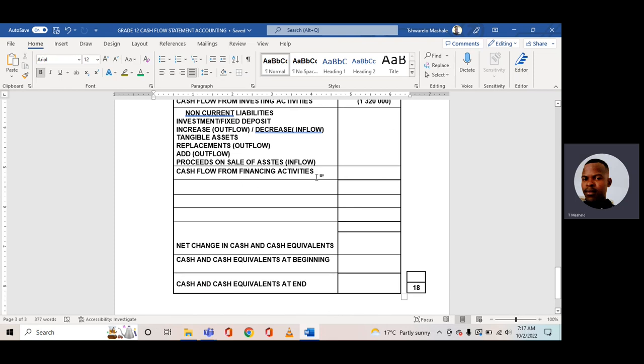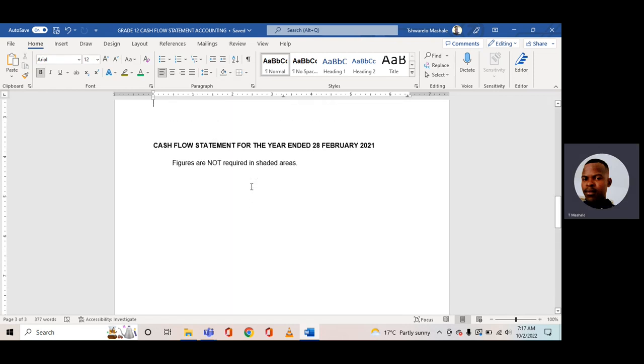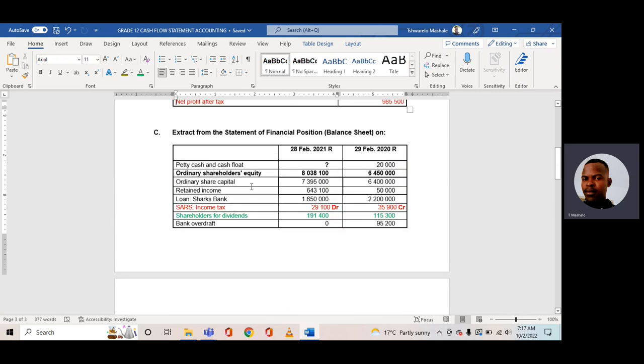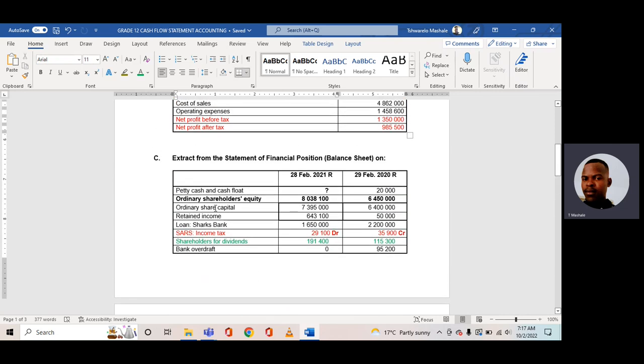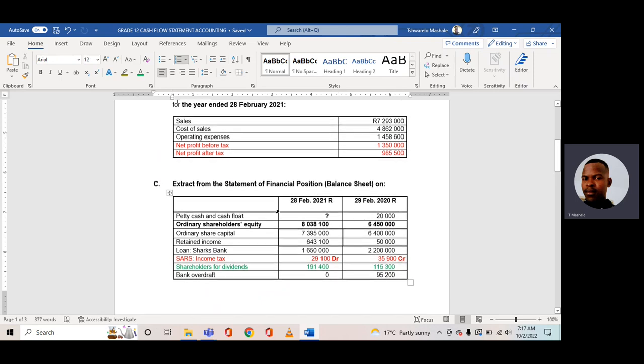Our cash flow from financing activities here, we're talking of the shares and then the long-term loans. So we will start with the shares. That's the first part which we'll start with. Remember that the business can either issue shares and can also repurchase the shares. So let's quickly go up here and check the information. We have our ordinary share capital here. This is what helps us to calculate our ordinary shares which are issued.